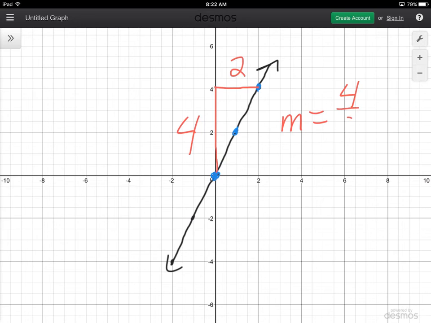4 over 2. Can that be reduced? It's 4 divided by 2. Well, then it would be 2 over 2. No, it'd be 2 over 1. Oh, 2 over 1. Okay, but if we did it down here instead, if we went up and over, we better get the same thing, right? So it's up 1, 2, 3, 4, then over 1, 2. Hey, it's the same, because our scale on the x and y are the same.